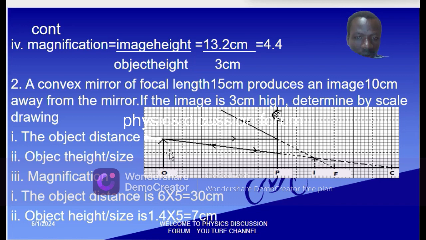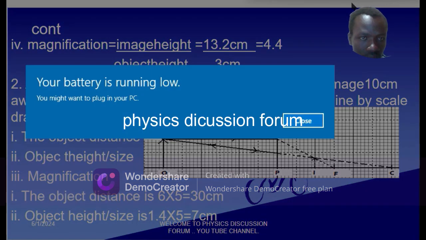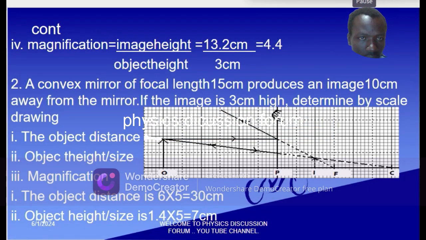magnification. So when you draw this one, it is a convex mirror, yes, you can see the focal length is behind the mirror, like that. So a scale we use, sorry for that, the power was misbehaving, but I've corrected that. So we've used a scale of 1 centimeter represents 5 centimeters. So when you draw that one, remember this one is for a convex mirror. So we said that irrespective of the distance, the image is formed between F and P.